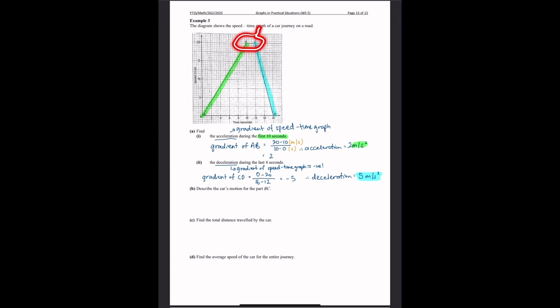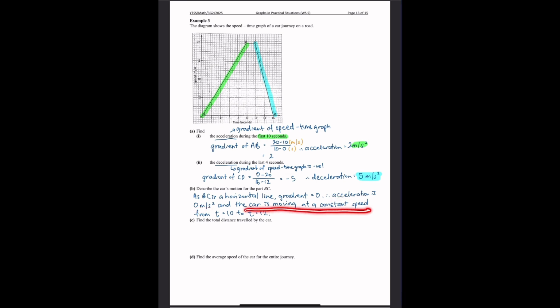So the acceleration of the car is 0 meters per second squared from the time 10 seconds to 12 seconds. This also means, because if you notice it's a horizontal line, the speed from B to C is always constant at 20. Okay, so this is how you explain part B. BC is a horizontal line, gradient is 0, which means acceleration is 0 meters per second squared, and the car is moving at a constant speed from 10 to 12 seconds.